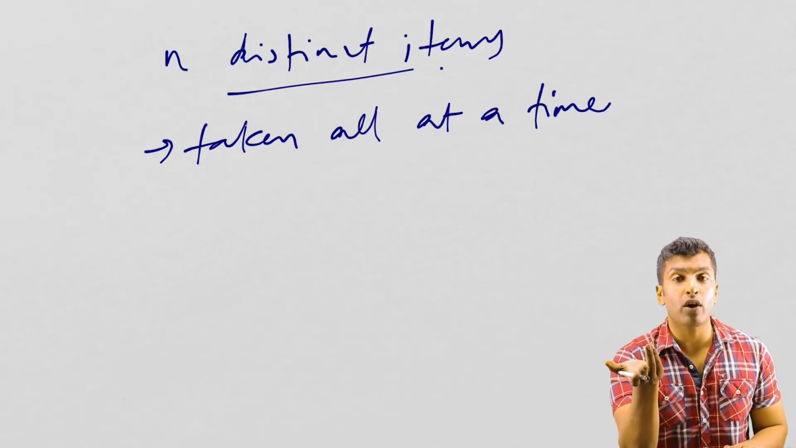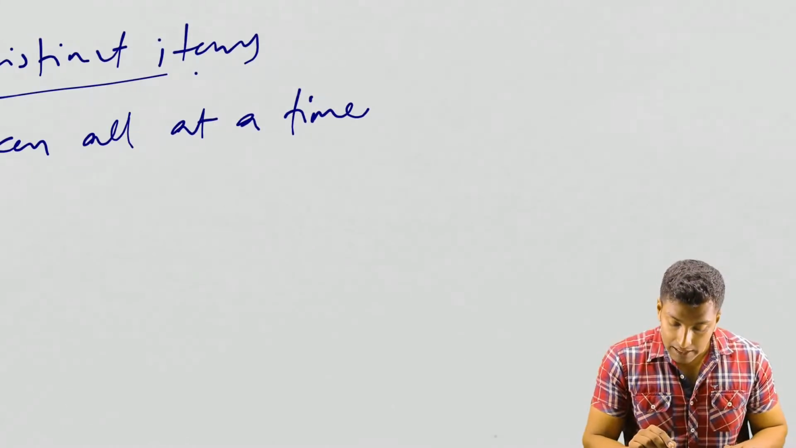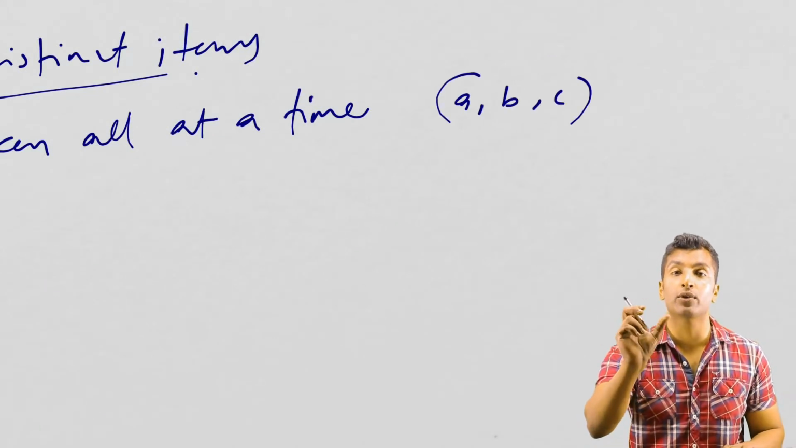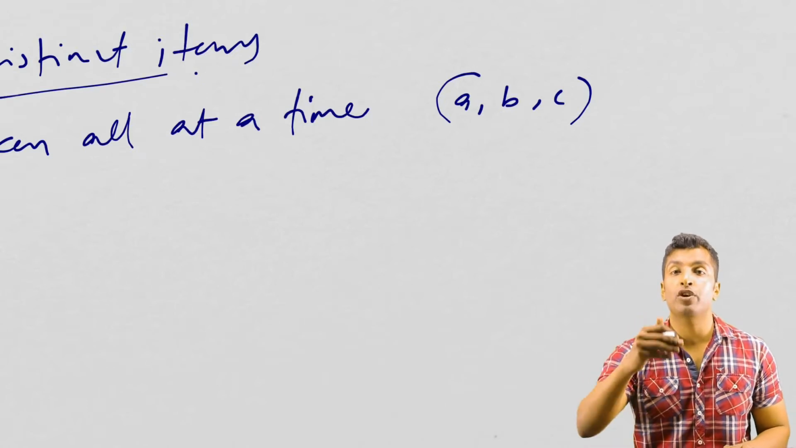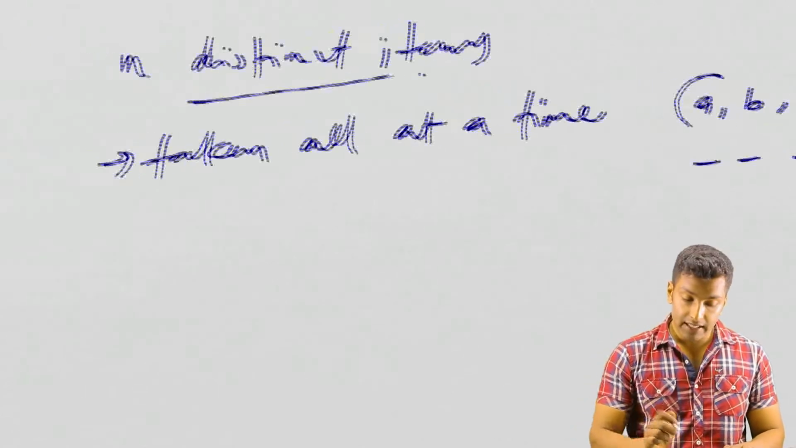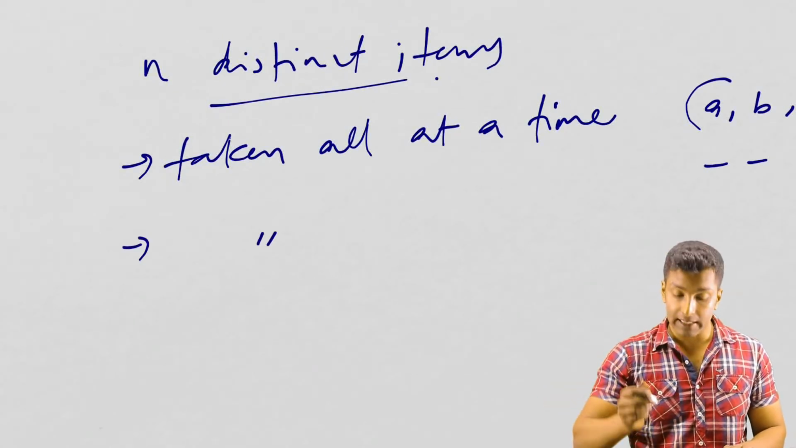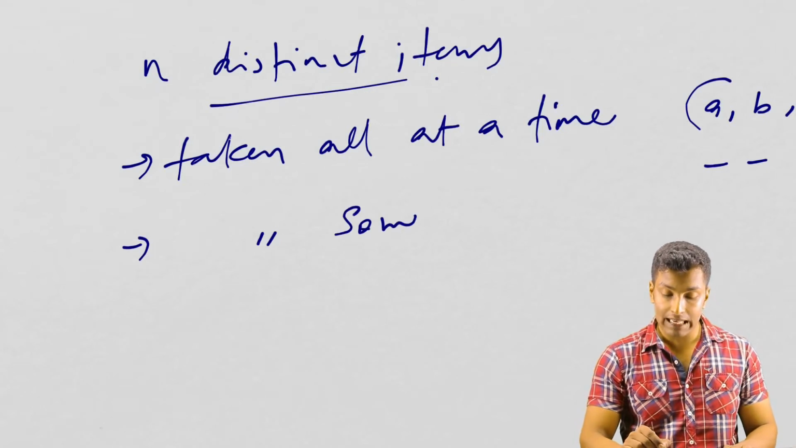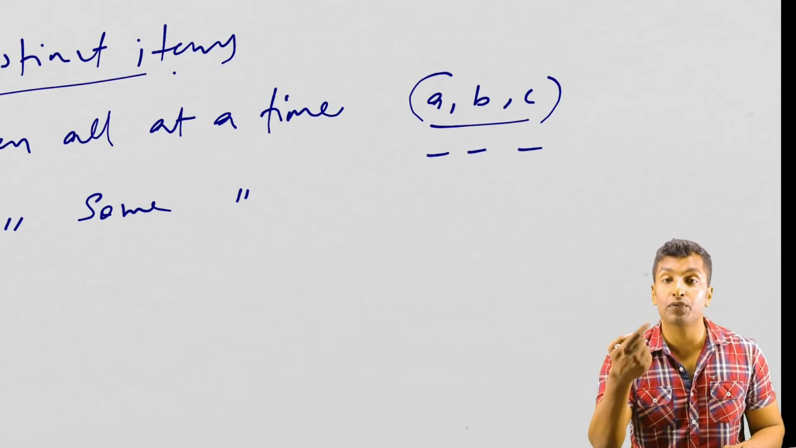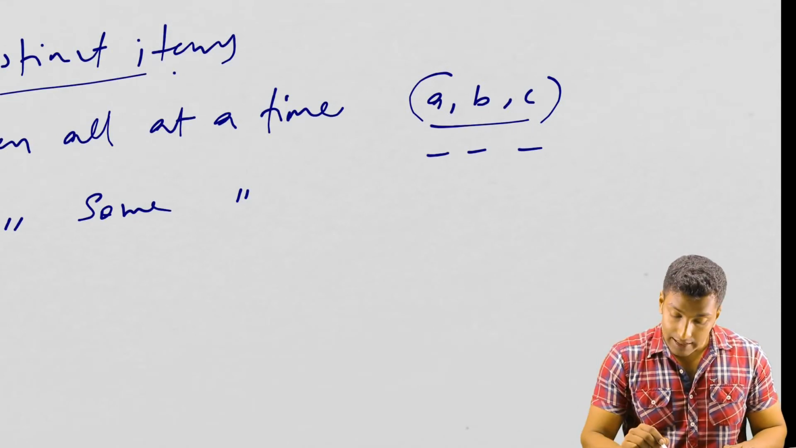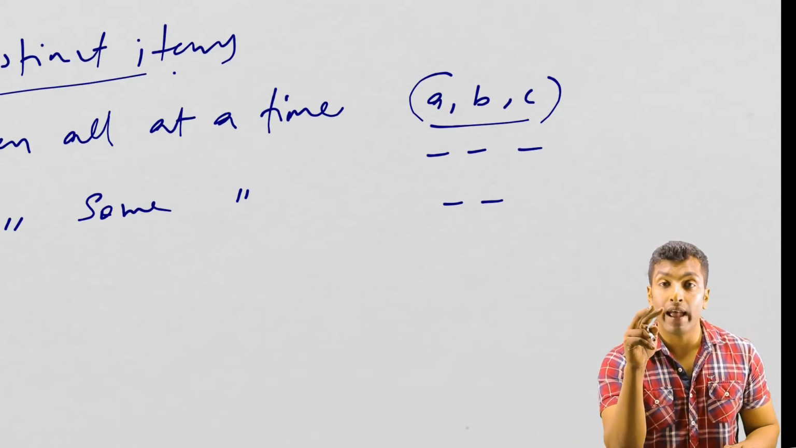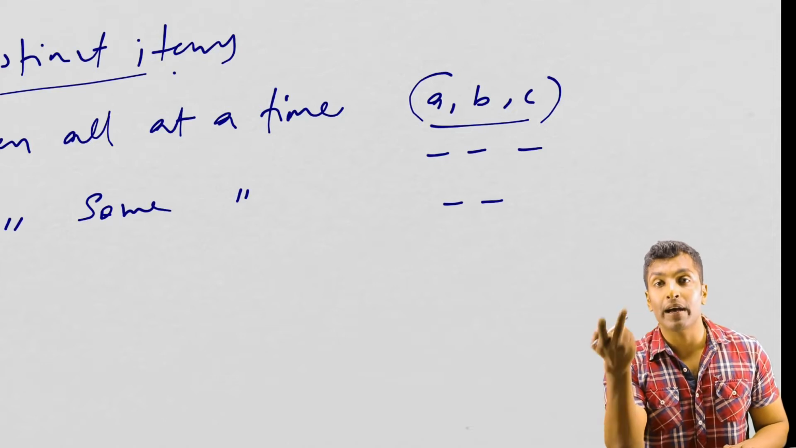Now sometimes you may not take all at a time. One example: let's suppose you have A, B, C, three letters. How many three-letter words can you make using the letters A, B, C? You are taking all at a time, so you fill three places with three letters. Instead, sometimes you will take some at a time. For example, with the same three letters, if you are asked how many two-letter words you can make, you need to fill two places. So this is the arrangement of n distinct items taking some at a time.